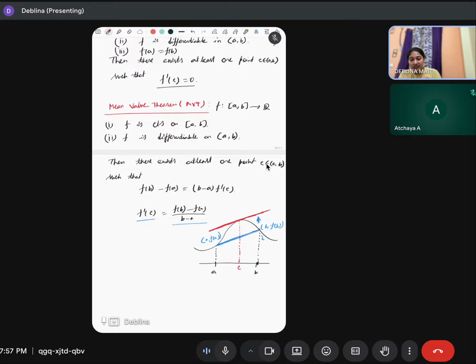And if f A is f B, then the tangent f dash C will be 0, because it will be a straight line parallel to the real axis, the x axis. So then f dash C will be 0, right?